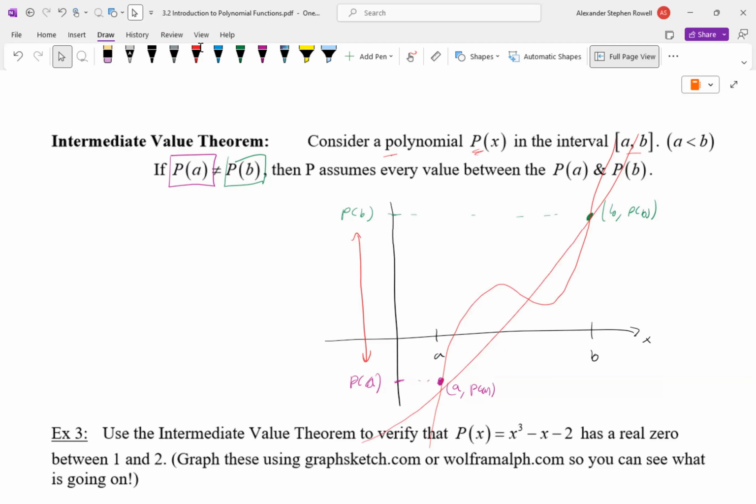Because I can't pick up my pen. Okay, so p of a cannot equal p of b. So let's say the heights aren't the same. Well, I hit every y value in between. The only way this would be possible to skip a y value would be to have a discontinuous graph, not a polynomial. And this one skips the y values between here and here.